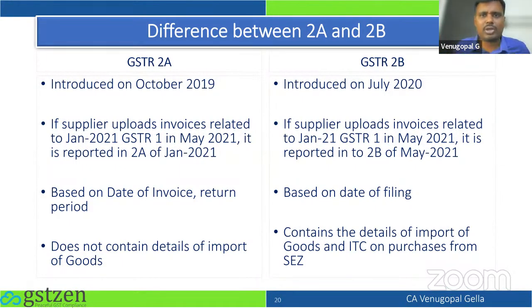By now, most of you are aware. The question that always comes is, which one should I rely on? Should I rely on 2A or 2B? In my view, both are important. 2B is only for the outward side. If you are doing a YTD reconciliation of the credits, you can use 2B. If you are doing a month-to-month reconciliation of the credits, then you should be using 2A.